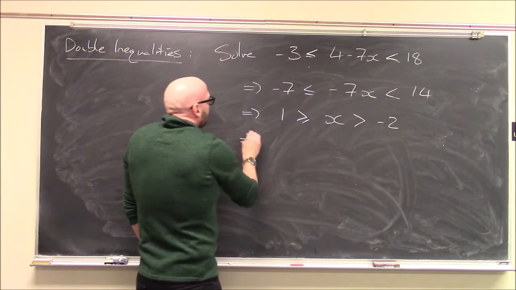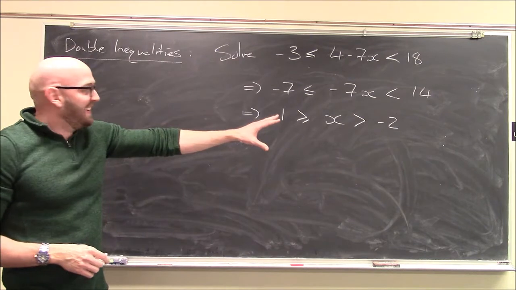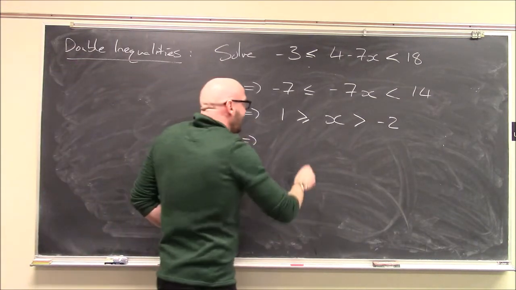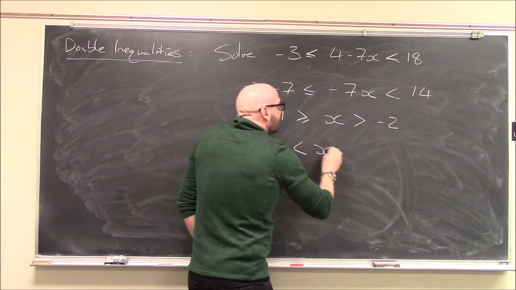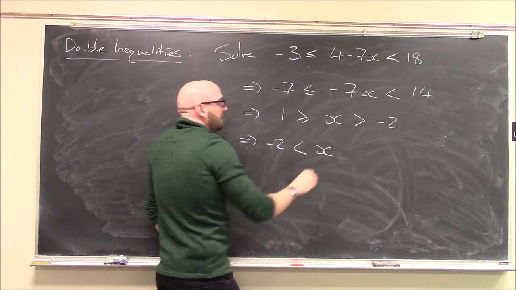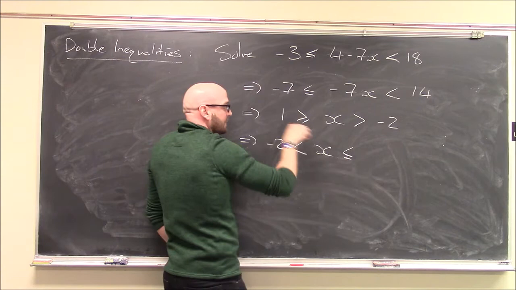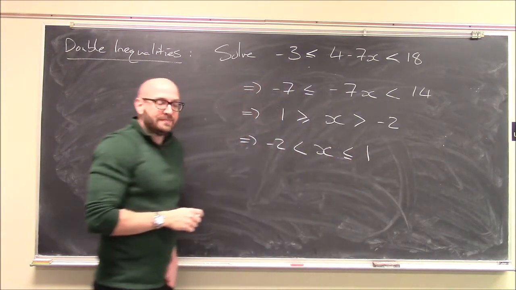This reads a little bit strangely to me. It's hard for me to read inequalities that point in this direction. So let's just rearrange this. What is this saying? This is saying x is strictly bigger than minus 2, and x is less than or equal to positive 1.